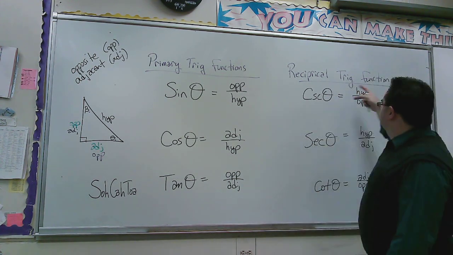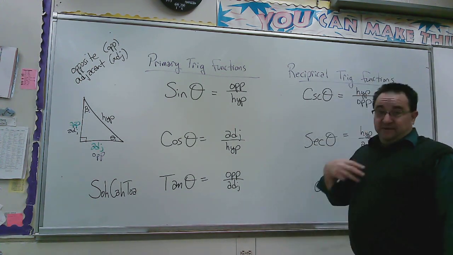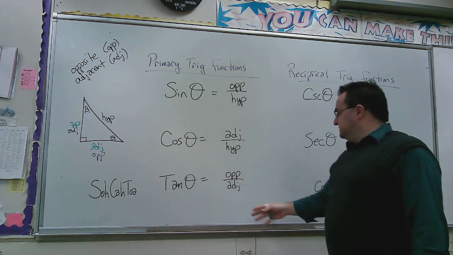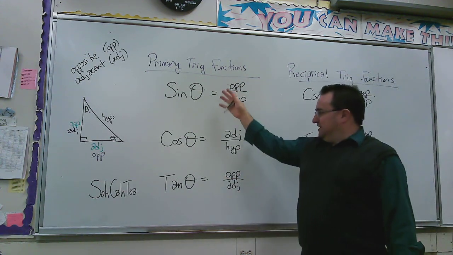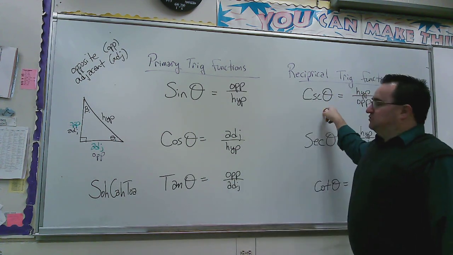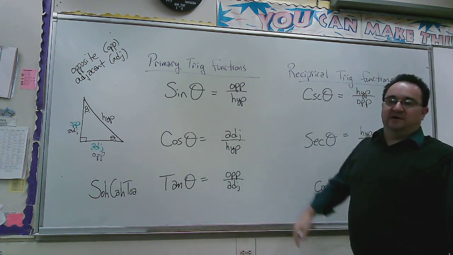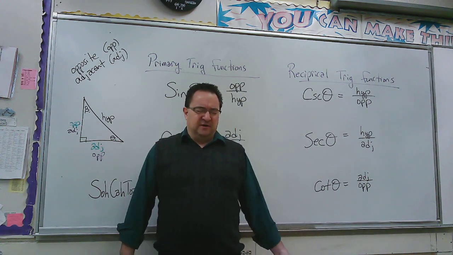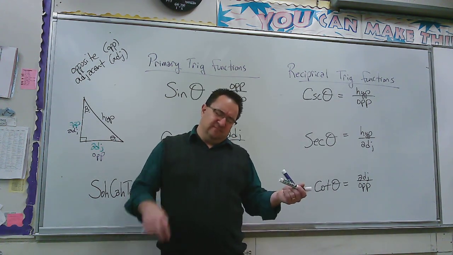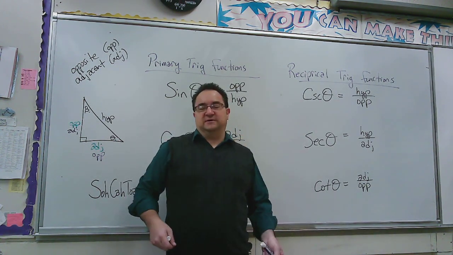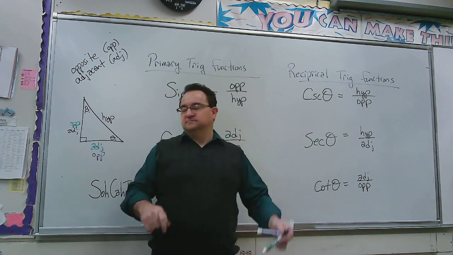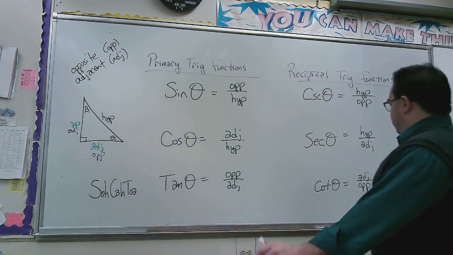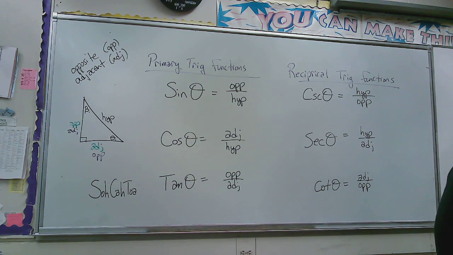And notice they are literally reciprocals. For me personally, instead of memorizing 6 things, I memorize these things and I know which one is the reciprocal of the other, right? So if I know sine is opposite over hypotenuse, then its reciprocal cosecant must be hypotenuse over opposite. I just memorize it that way. All right, so you need this information.